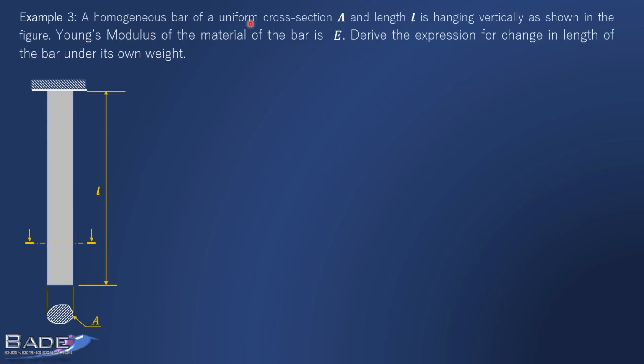A homogeneous bar of uniform cross section A and length L is hanging vertically as shown in figure. Young's modulus of the material of the bar is E. Derive the expression for change in length of the bar under its own weight. Now, up till now we solved all problems. We didn't consider weight of the body. Here it is a hanging bar.